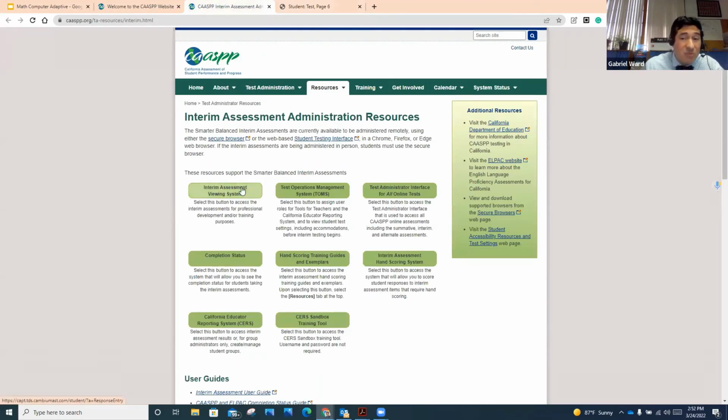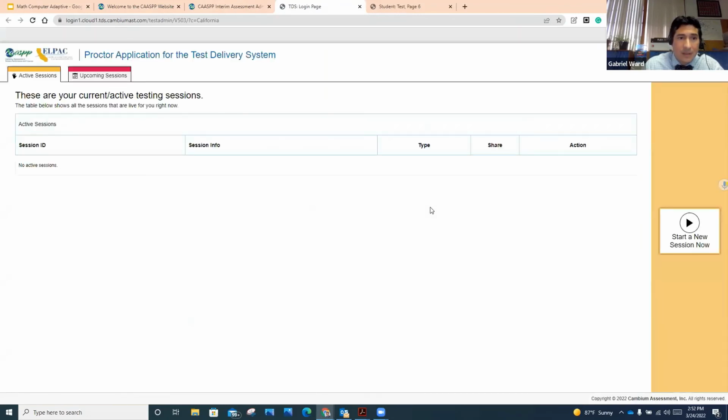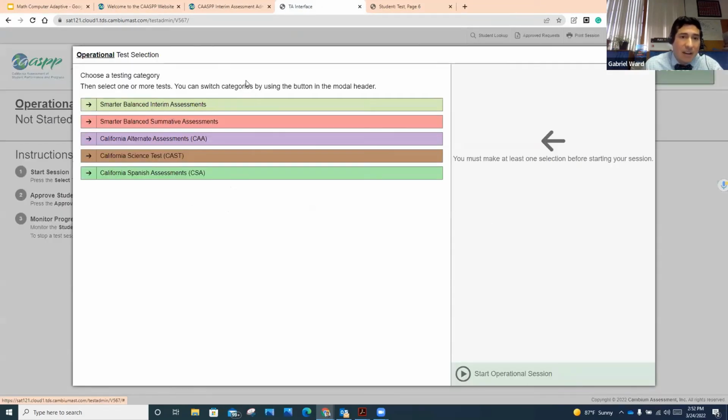So if you wanted your kiddos to be able to take it themselves, if you wanted to assign it, that would be where you go to here, where it says, now I have no sessions, and I would start the session. So start a new session. I'm not going to go through it in its entirety, but here's where you would go.